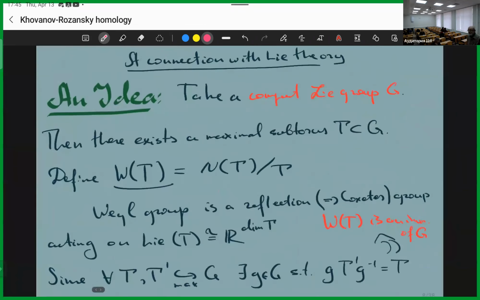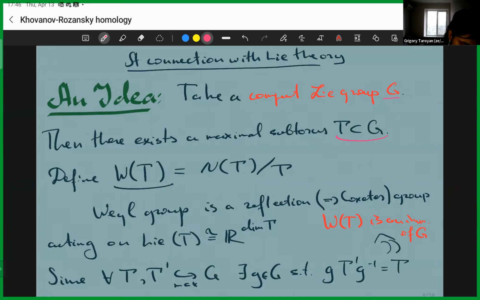All right, so now I will just briefly sketch the connection with Lie theory. So take a compact Lie group G. Then there exists a maximal subtorus in G. Subtorus just means think of the donut, but in sufficiently high dimension. If you consider complex Lie groups, then it will be the algebraic subtorus, but let's restrict ourselves to real Lie groups for now, since we considered Euclidean reflection groups.